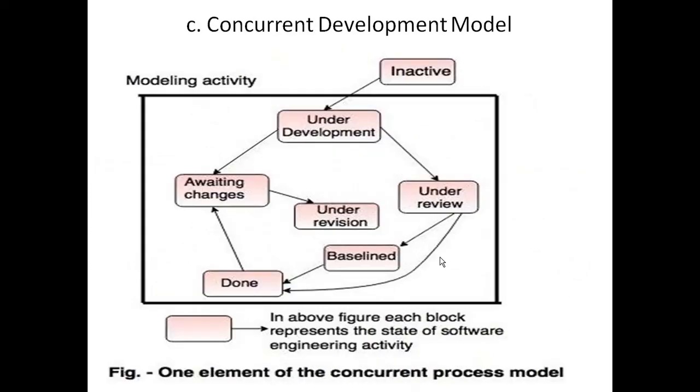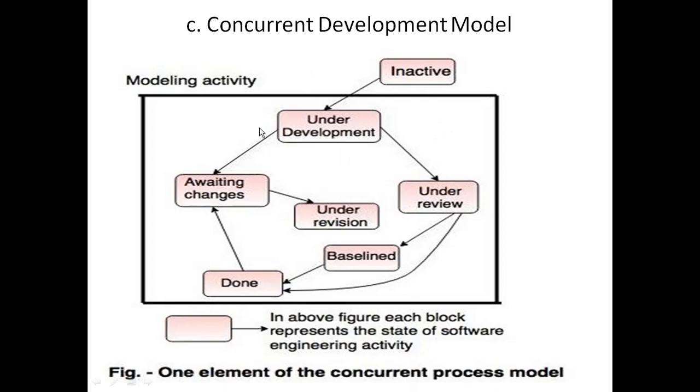Next one is the concurrent development model. In the concurrent development model, the first phase is the inactive phase. That is, there is no user requirement till now. Once the user requirement is obtained by the organization, we start with the development phase. So the status of the product is under development.